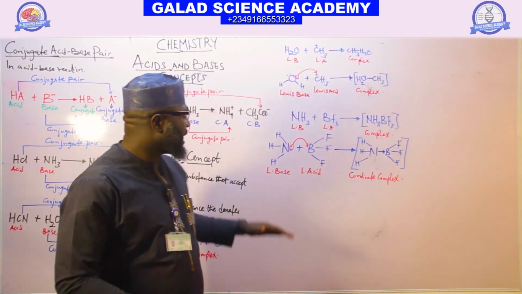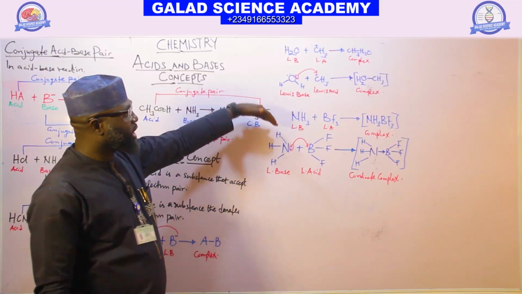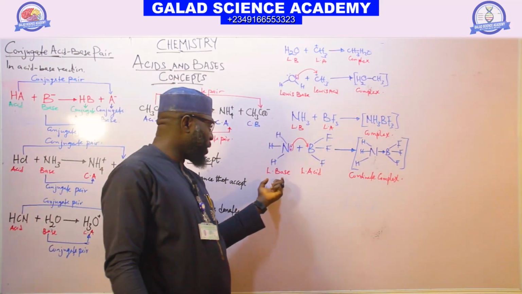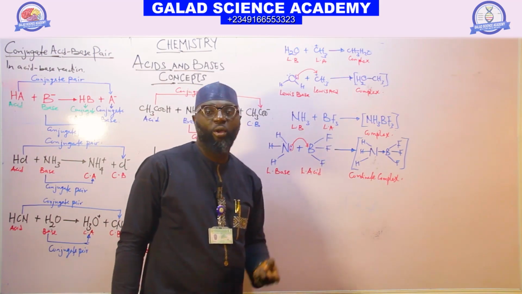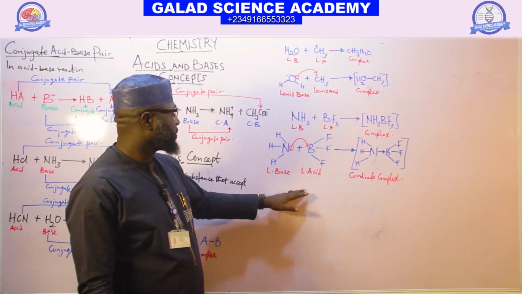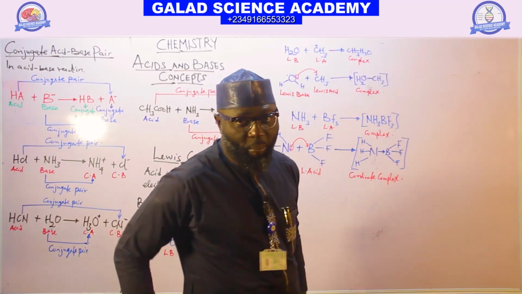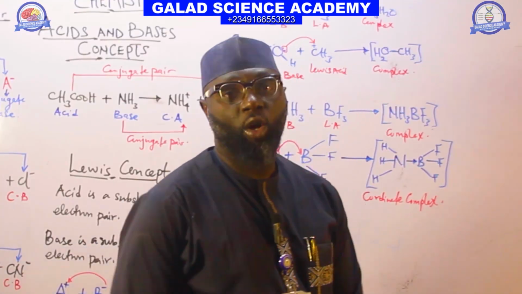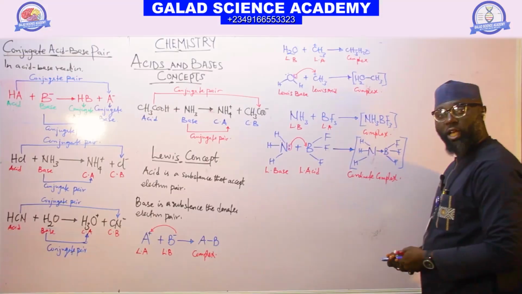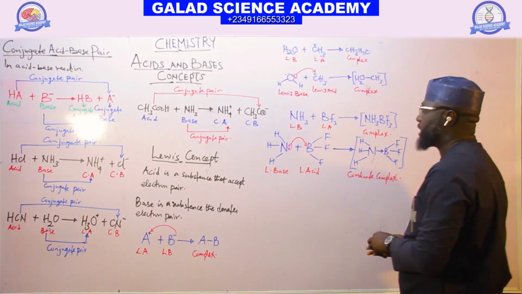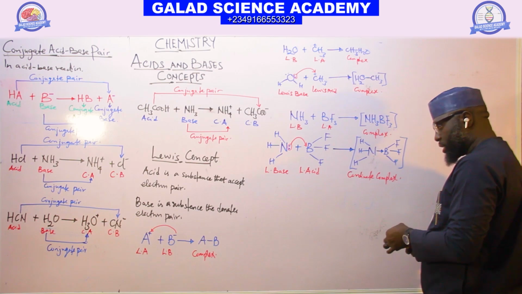Any compound that donates a lone pair of electrons is called a Lewis base. The one that accepts a lone pair of electrons is called a Lewis acid. And the product formed is a coordinate compound called a complex. So let me help you put one example on this, please.